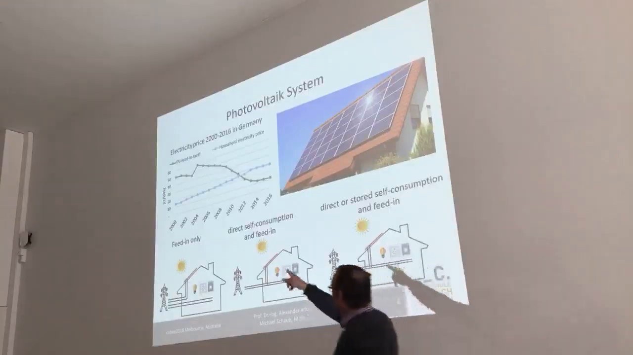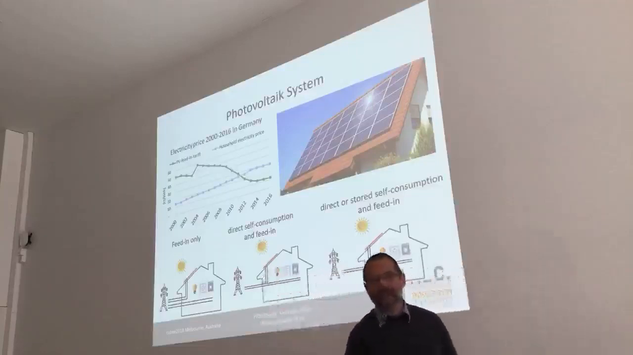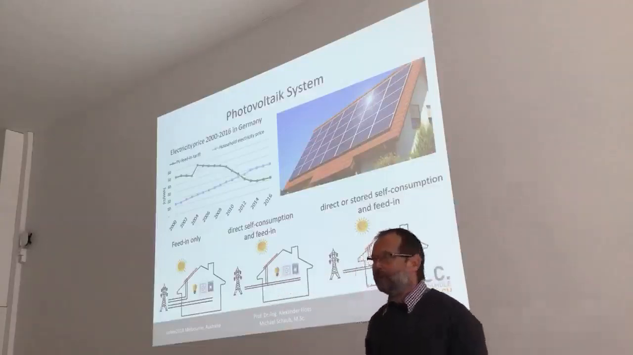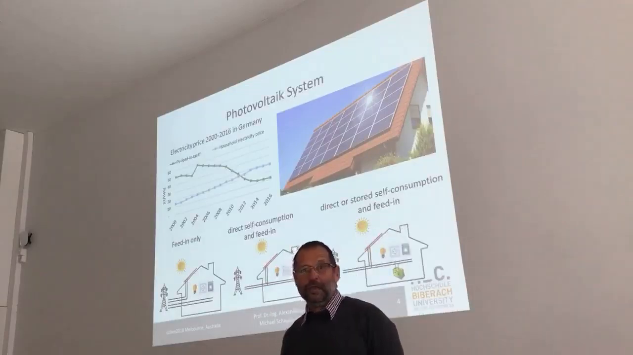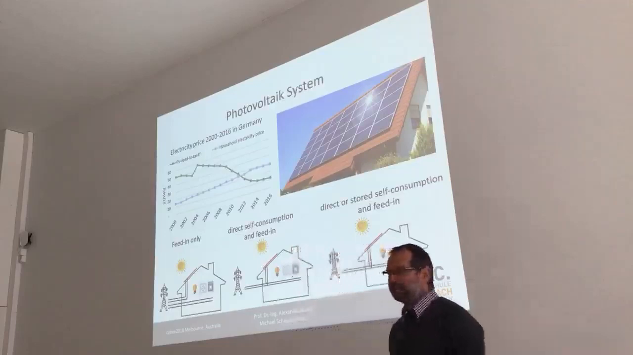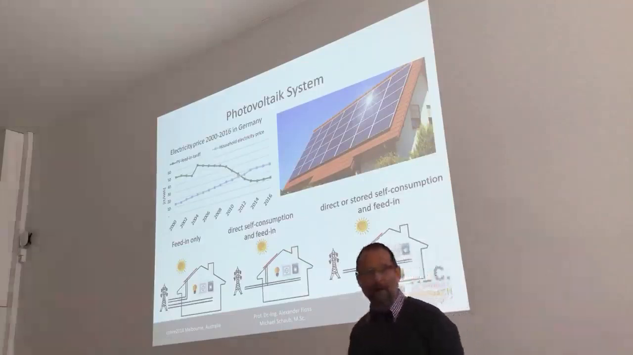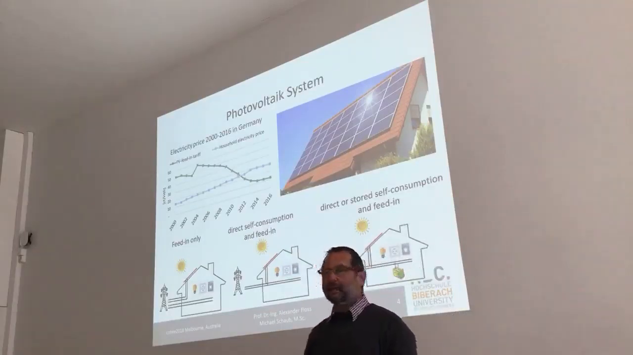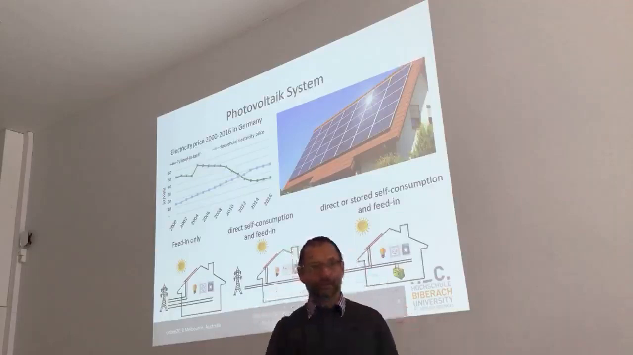In the very beginning in 2000, the feed-in tariff for electricity in Germany was about 50 cents per kilowatt hour. At that time, the purchase price for electricity for the end consumer was about 15 cents per kilowatt hour. That means at that time, nobody thought about using their own PV electricity. Everything was sold into the grid.